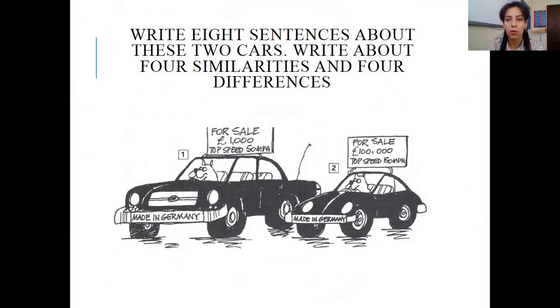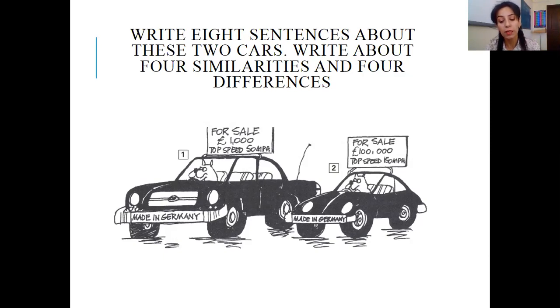Let's analyze car 1 and car 2. For example, car 1 has 4 doors, while car 2 has here only 2. Car 2 is 100 pounds, but car 1 is only 1,000. Car 2 is smaller than car 1.